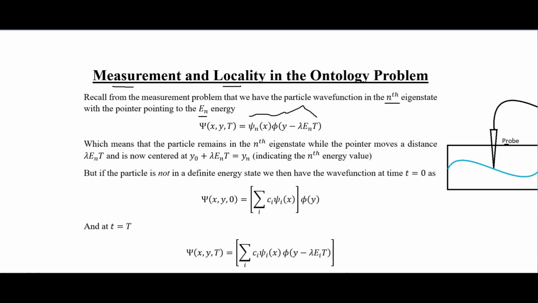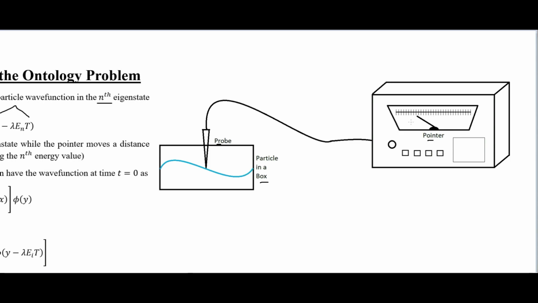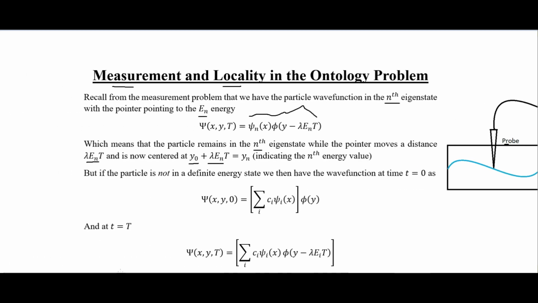This means that the particle remains in the nth eigenstate while the pointer moves a distance of this and is now centered at y sub naught plus this. So if we say that on our pointer, pointing right here is y sub naught, then it'll be pointing at some y sub n when it's actually measuring the energy.